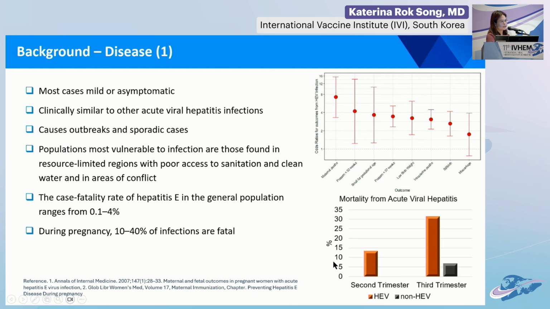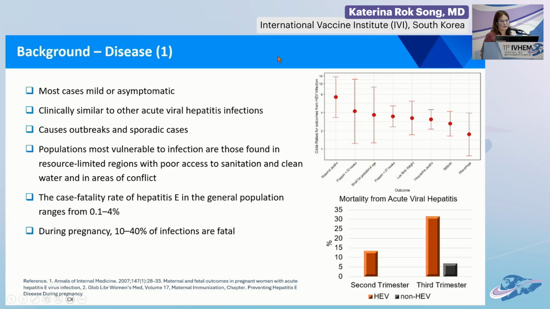Clinically, it is similar to other acute viral hepatitis, but the highest disease burden lies among the pregnant population. The case fatality rate in the general population is below 5%, but during pregnancy, the fatality rate goes up to almost 40%.